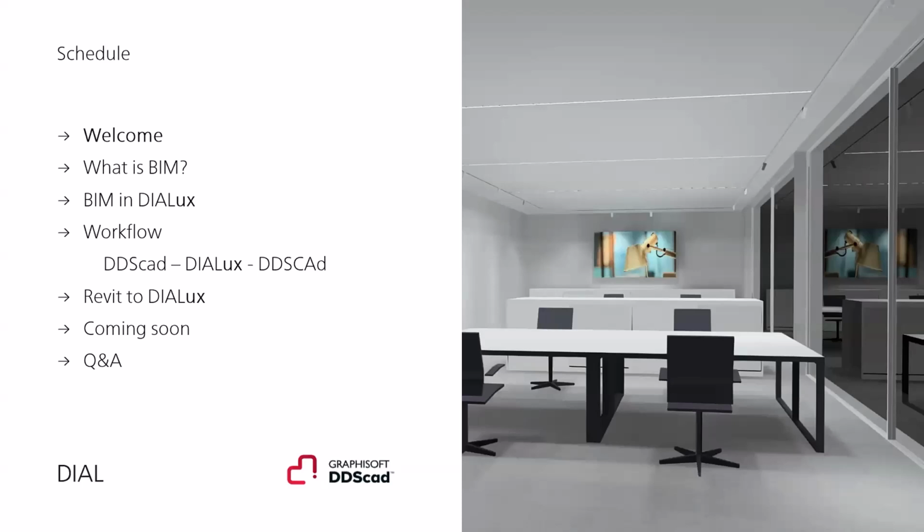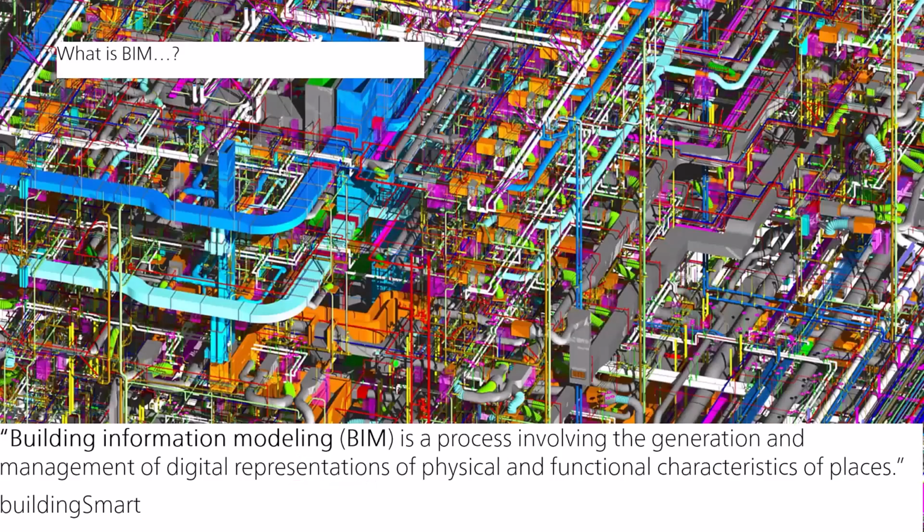So we start with our first point. It's what is BIM? Well, Building Smart tells us that building information modeling, BIM, is a process involving the generation and management of digital representations of physical and functional characteristics of a place. Well, this is a quite long sentence. It's absolutely right, but it does really not answer our question, what is BIM? So let's have a further look at it.